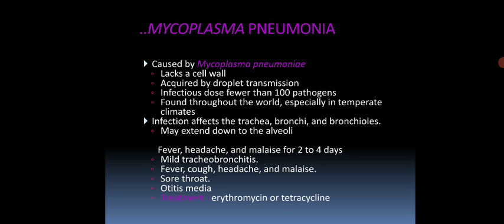So fever, headache, malaise for 2 to 4 days, then mild tracheobronchitis, then fever, cough, headache and malaise, sore throat, otitis media. These are the clinical complications associated with Mycoplasma pneumonia. In treatment, erythromycin and tetracycline are the drugs of choice to treat this kind of infection.